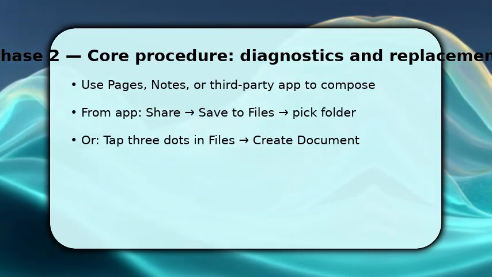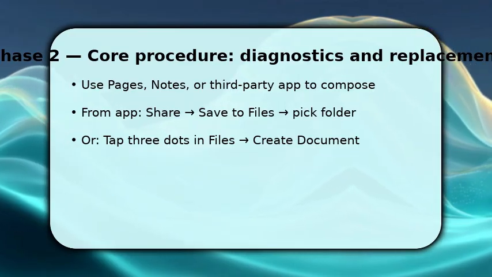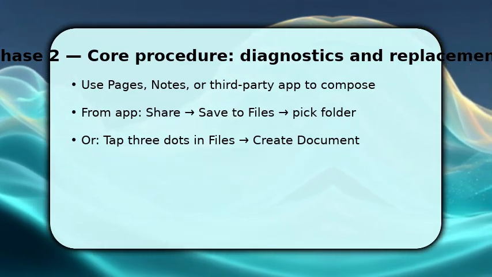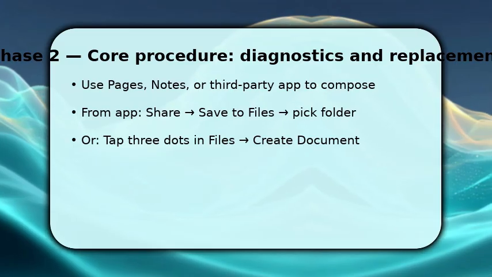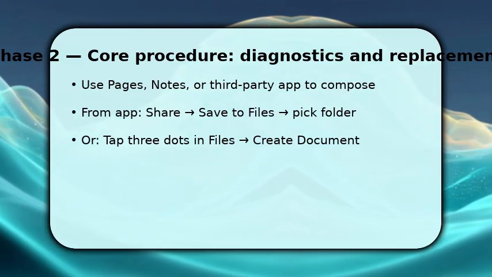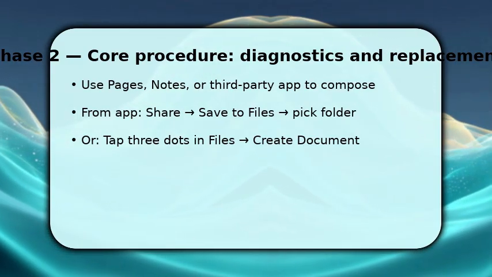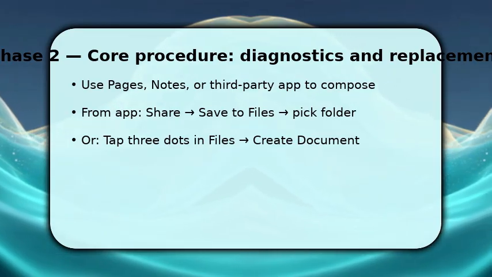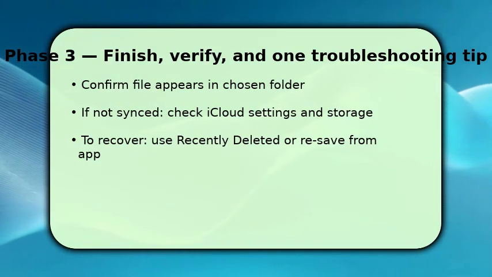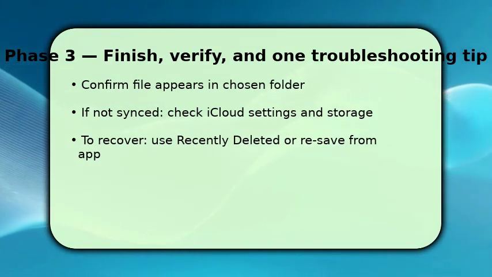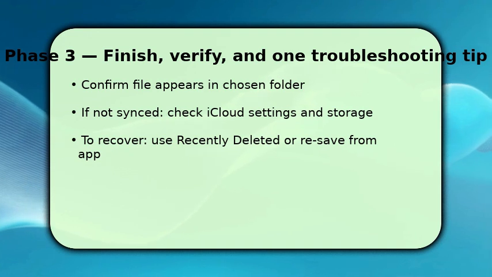Alternatively, tap the three dots inside Files and choose Create Document to start a plain document directly. Make sure to check the file name and location before saving, because that controls syncing and future access across devices. Finish by verifying the file appears in the folder you selected. Open it once to confirm the content saved correctly.